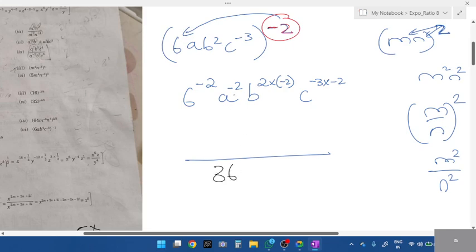36. A square, where should I write A square, numerator or denominator? A square. Then for B, what do we get for B, students? What is 2 into minus 2? 4 or minus 4? If it is minus 4, where should I write? What about C? What do you get for C? Plus 6 or minus 6?